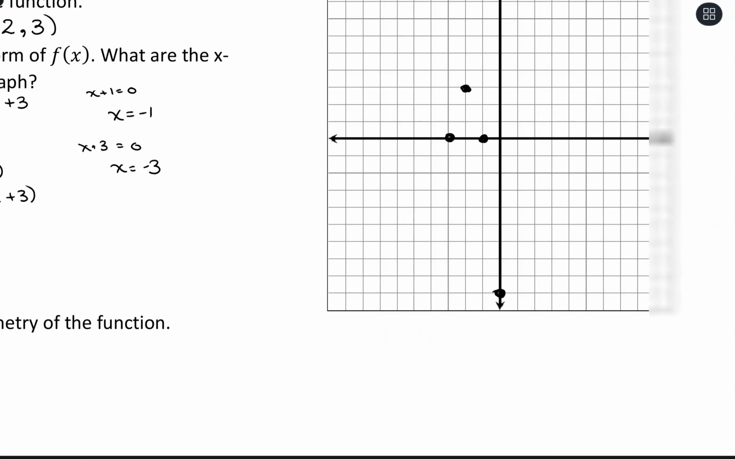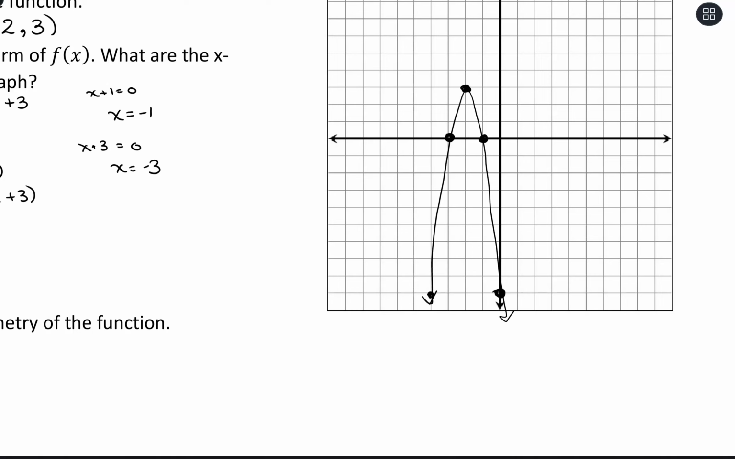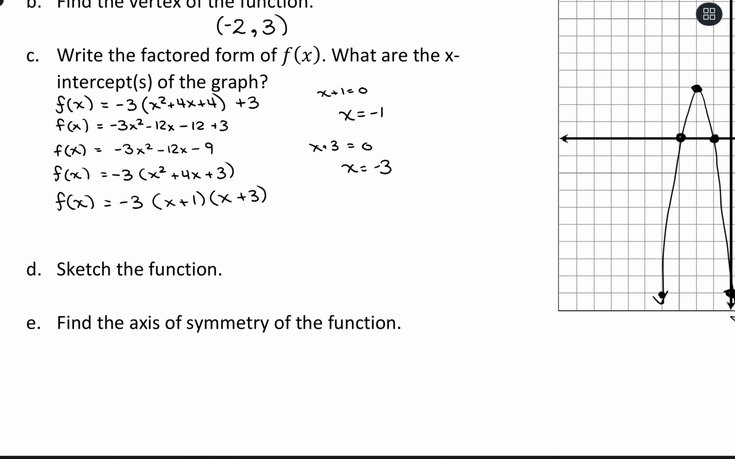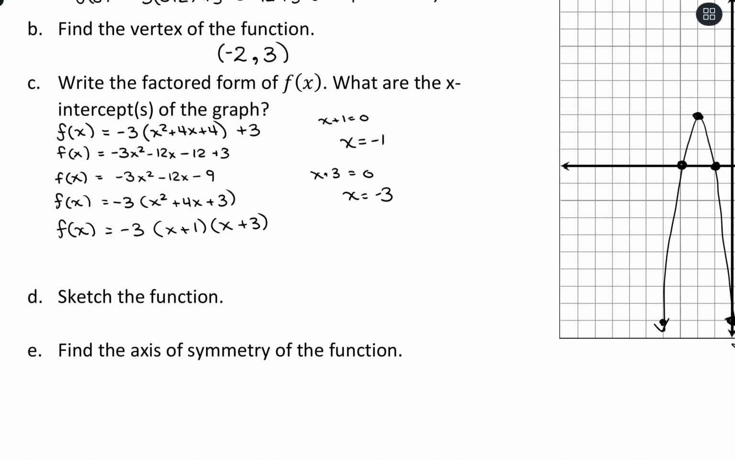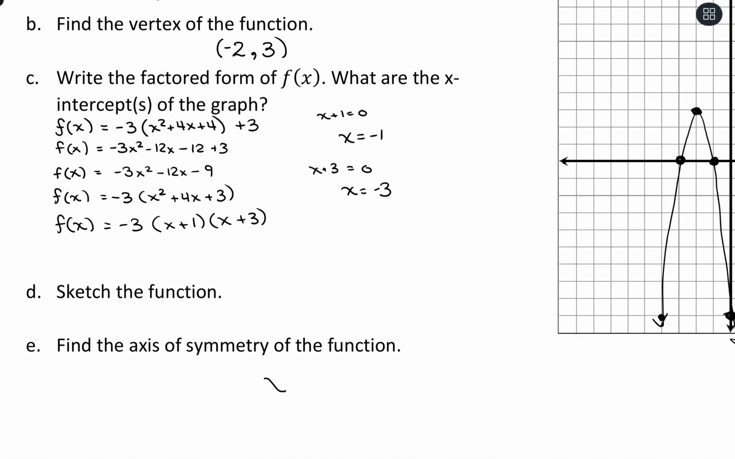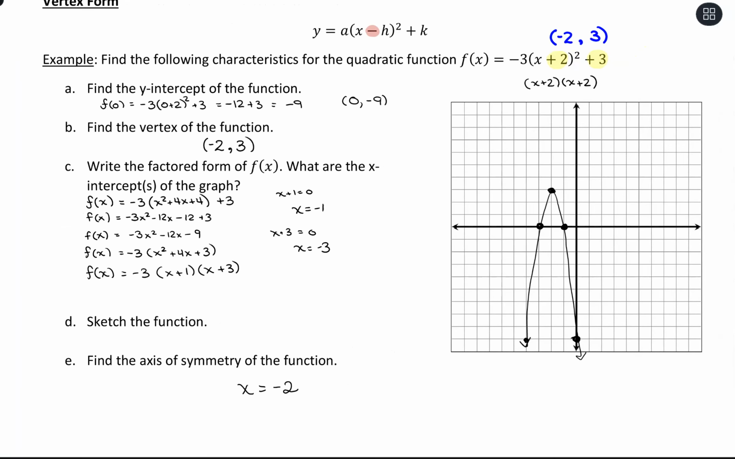And then with that, and actually with symmetry, that y-intercept wouldn't be bad to get another point with right there. And then we have our parabola opening downward, going through our zeros and the y-intercept. And the axis of symmetry, again, we look at that x value from our vertex and we use that to make a vertical line.